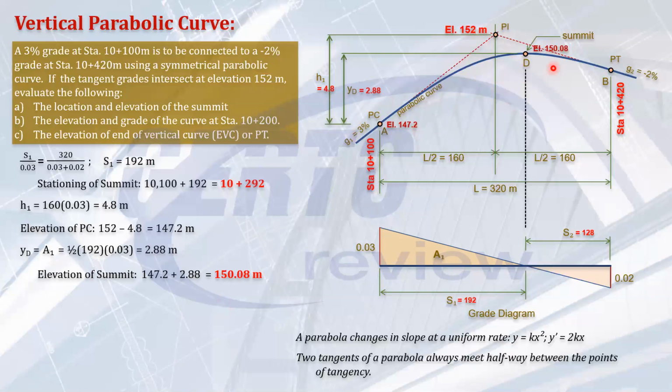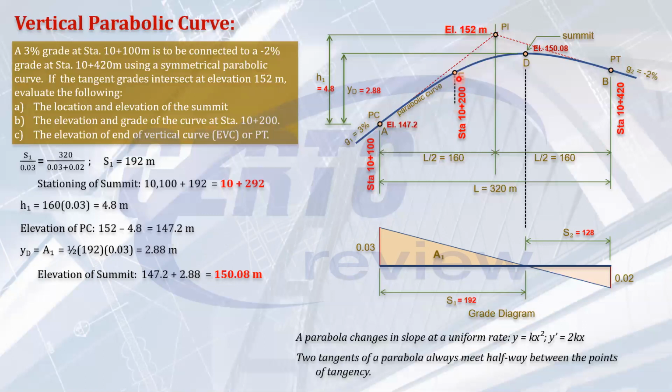Next, let's determine the elevation and grade of the curve at station 10 plus 200. So that will be 100 meters away from PC. So that's right here. Let's call it point E. 10 plus 200. So how do we solve the elevation? The stationing, no problem. You just add. Anyway, the stationing is already given.